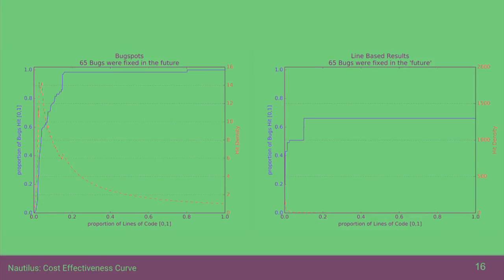There's another picture which is completely zoomed out, and you can't really see how steep it rises. So this is just to show that overall Bugspots looks to find more bugs, but at the cost of you having to look at like 20% of your project's code, which is probably not something you want to do.